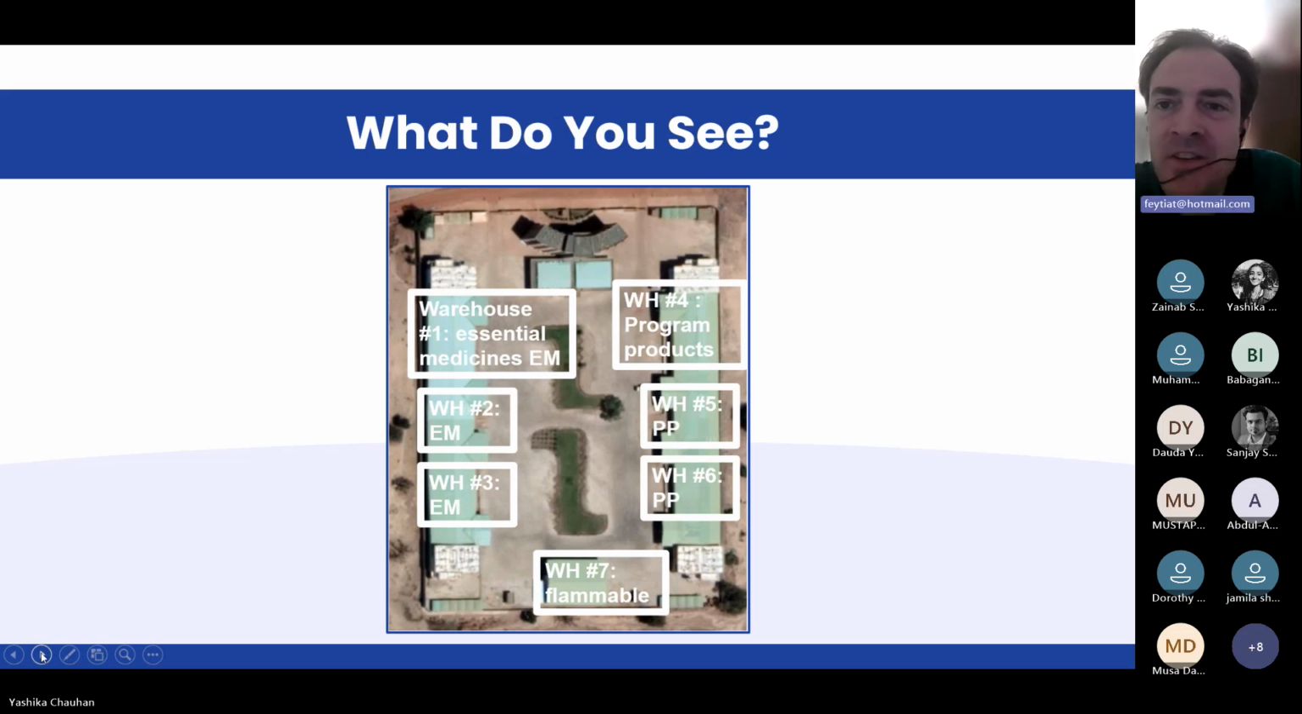So does it look right to you? Yeah, the cluster of the warehouses, for me, it doesn't look right because we have flammable items here. We have medicines and we have other program products. So there might be accidental issues that can happen, like having a flammable warehouse around. Thank you.